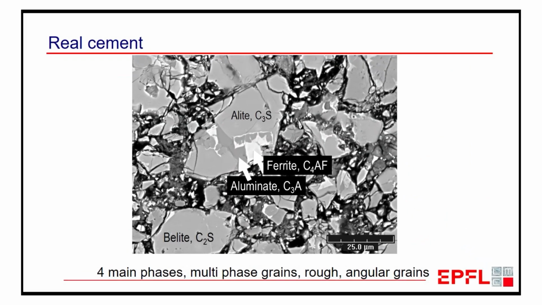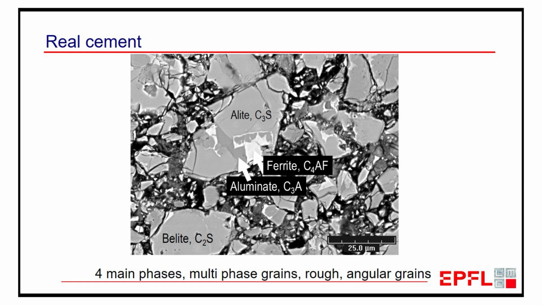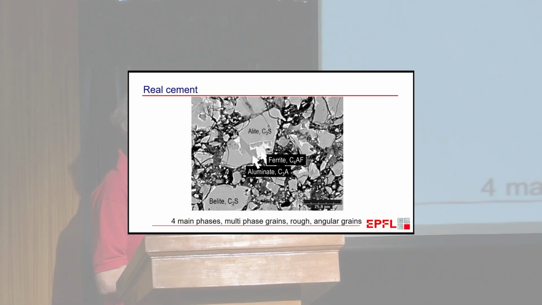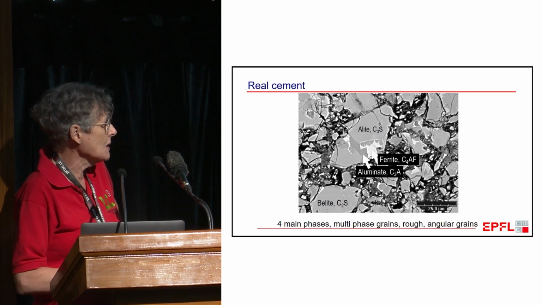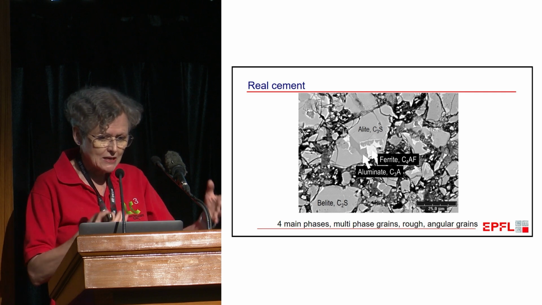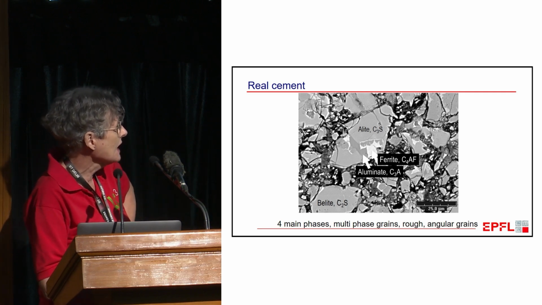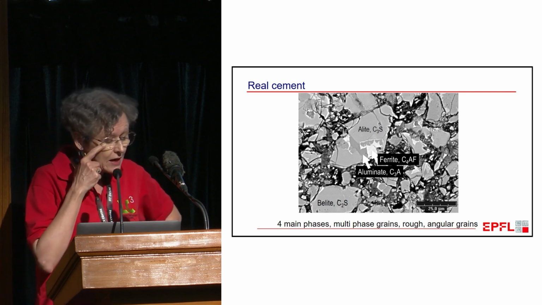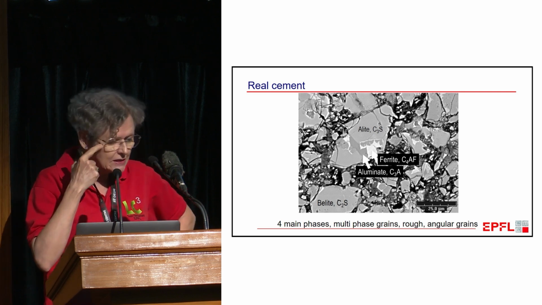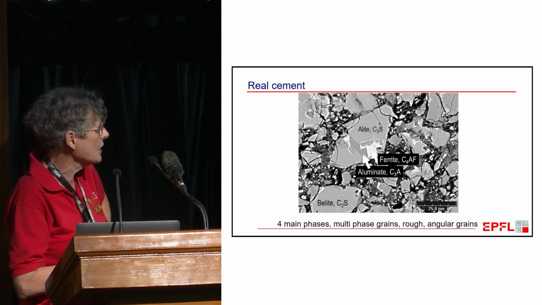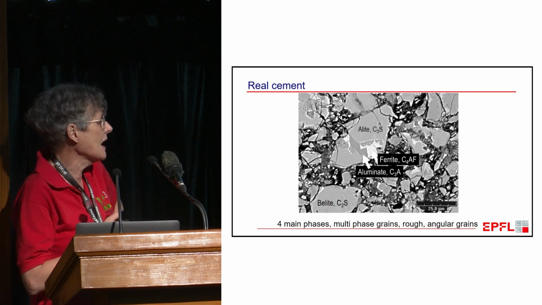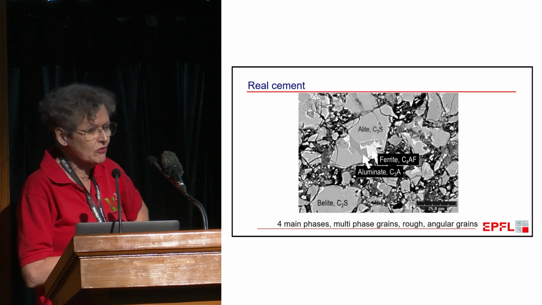If we come to the real thing, we can see how this is happening by taking images in the scanning electron microscope. So you see here, these are cement grains. You take a bag of cement, we impregnate it in resin, and then we polish it. And you can see these cement grains are actually quite complicated. They contain several different phases. And we have names for these phases.